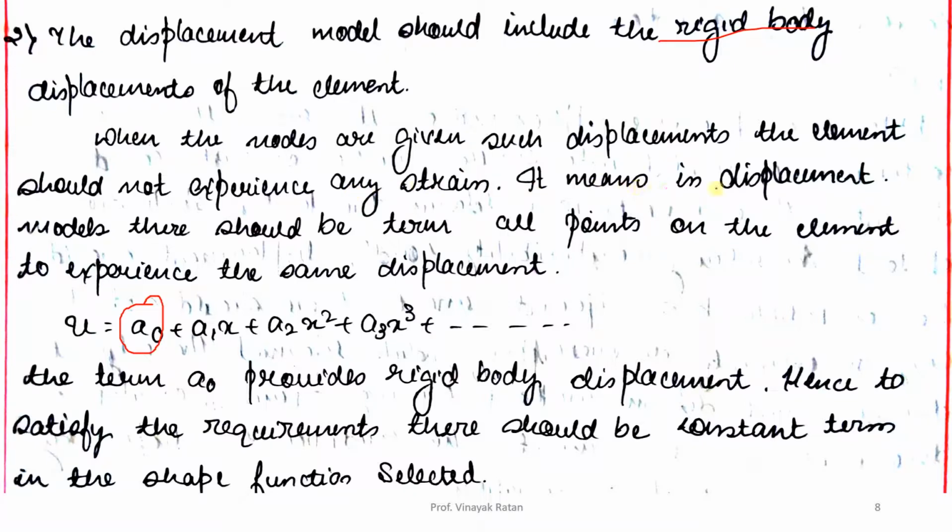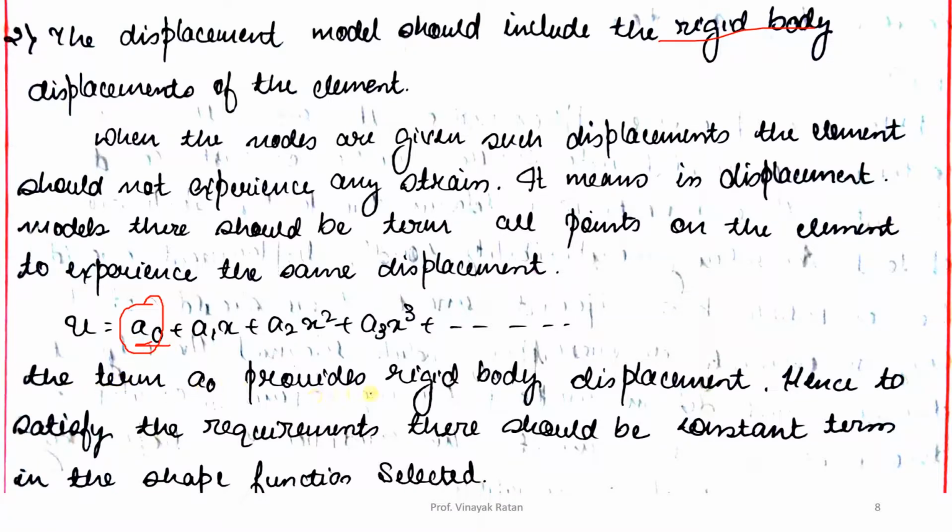It means in the displacement model there should be a term for all points on the element to experience the same displacement. That is achieved by providing this constant term. In most of the equations where we assume the displacement models, we include this constant term.